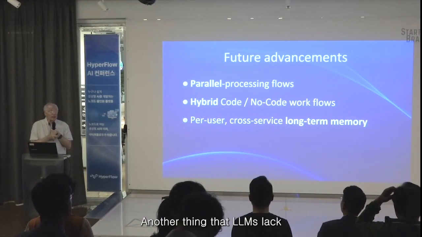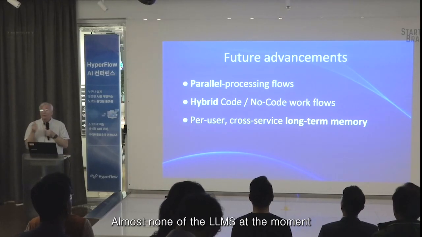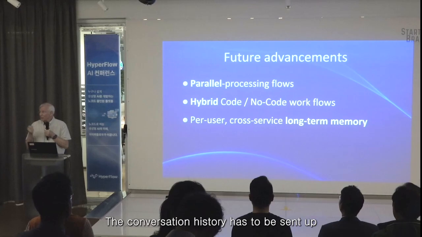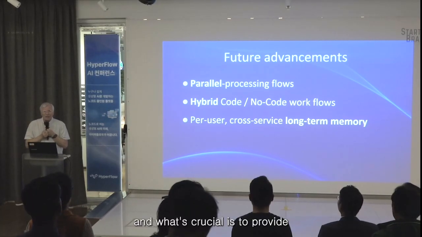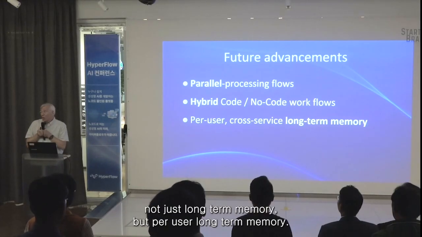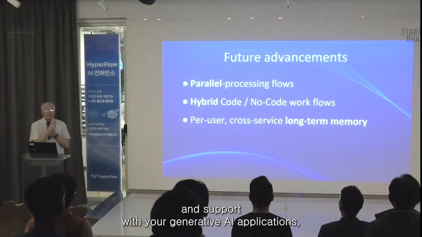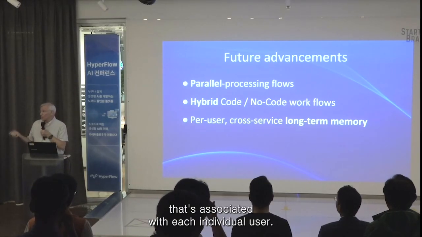Another thing that LLMs lack at the moment is long-term memory. Almost none of the LLMs at the moment know what's going on from one conversation to the next. The conversation history has to be sent up to the LLMs on every occasion. And what's crucial is to provide not just long-term memory, but per user long-term memory. So if you have a number of users that you want to accommodate and support with your generative AI applications, you would like the system to have a memory that's associated with each individual user.